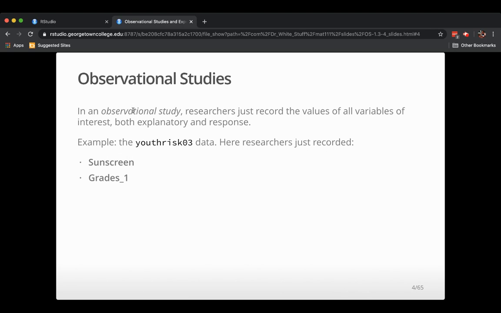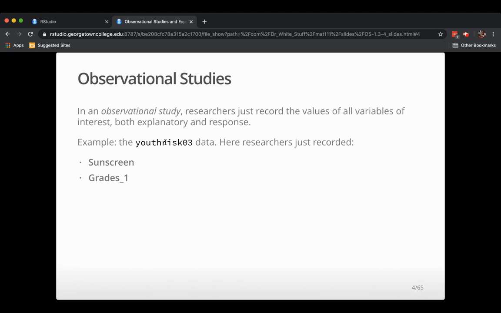In an observational study, researchers just record the values of all the variables that they're interested in measuring on their subjects. They'll record the values of the explanatory variable for every person in the study, and they'll record the values of the response variable for every person in the study. And then they'll start to look for relationships between those variables.